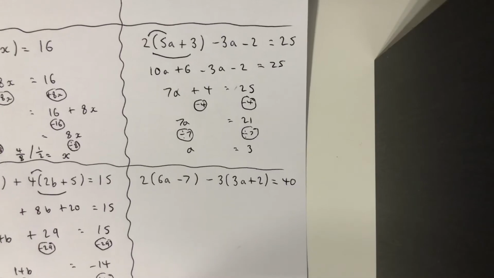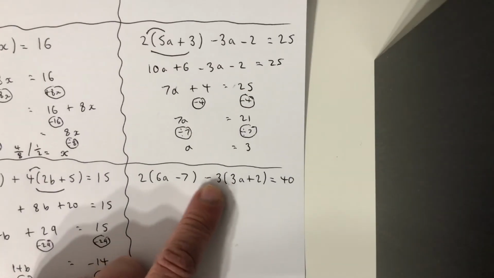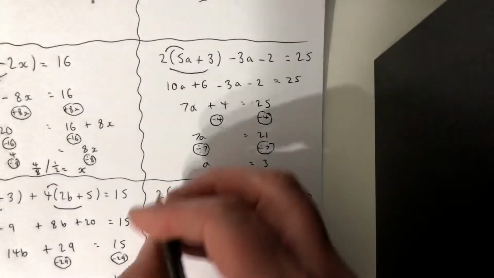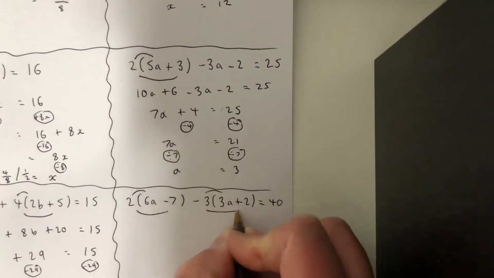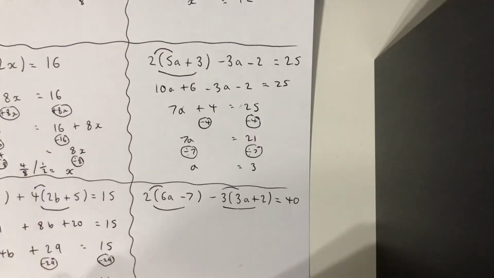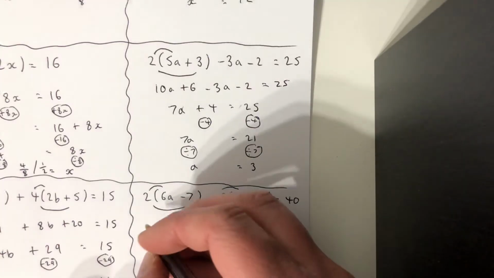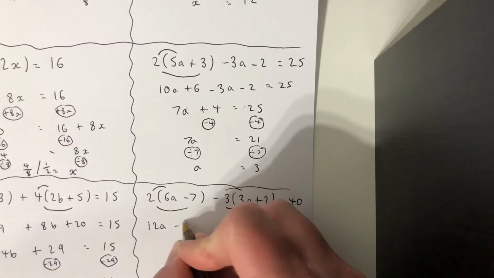This last question's got double brackets as well, very similar. It's just got a negative in the middle, which is going to make, when we expand it, a little bit trickier. So I'll put my arrows in for a start. So watch or listen. Well, you can watch from the video, you listen to what I'm saying. 2 times 6a is 12a. 2 times minus 7 is minus 14.